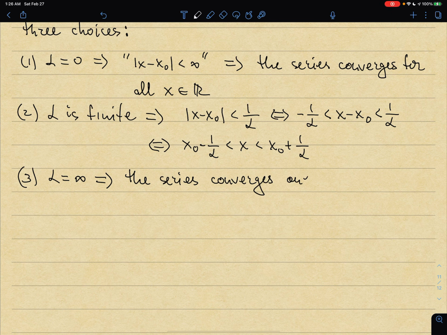So in this case, the series converges only when x is equal to x0.